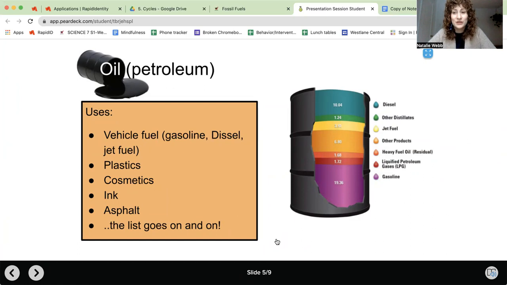Also, this is the natural resource that gives us plastics. We use it in cosmetics. The most obvious example of that is petroleum jelly, which is Vaseline. Ink, pen ink is oil-based. Asphalt, so like what they pave parking lots and playgrounds with, and the list goes on and on.